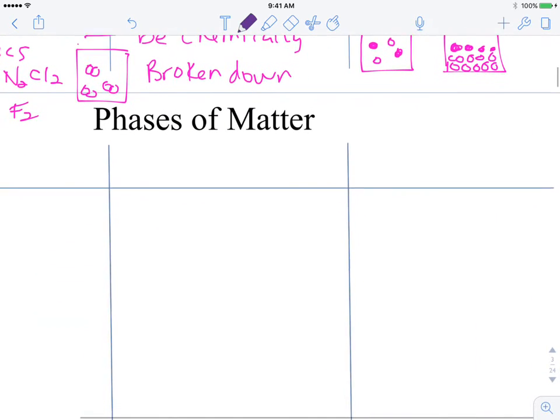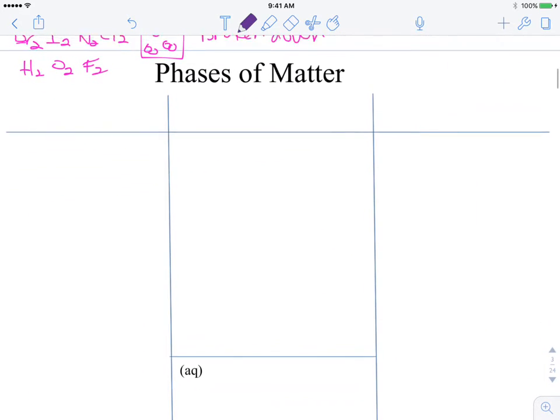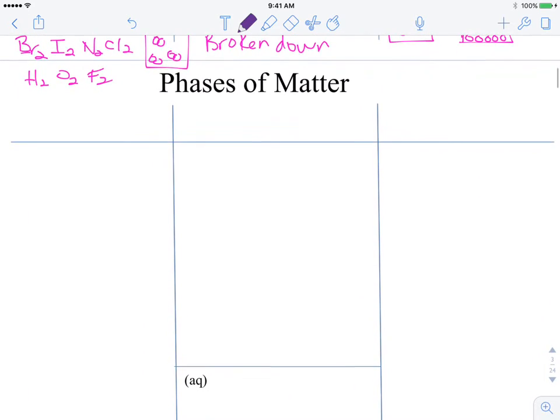Okay, let's talk about these phases of matter, which I've been alluding to. So we have these different phases of matter. There are three main phases of matter. We have solid, we have liquid, and we have gas.